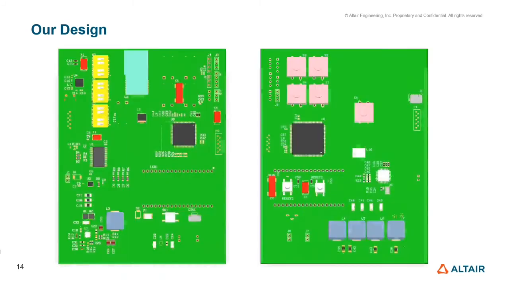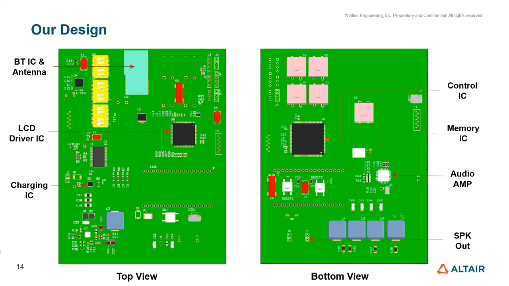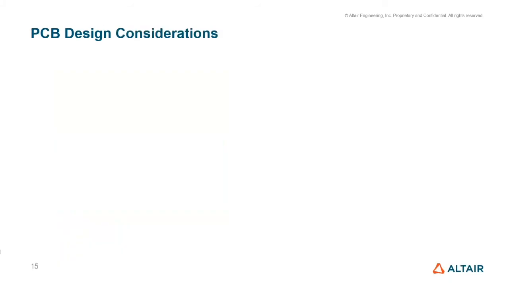And here we have an in-house PCB design which consists of all the components previously mentioned in the block diagram. We have the Bluetooth IC and the antenna. We have the LCD driver. Here is the charging IC. Here's the controller IC. We have the memory IC for storing the pairing information and battery information, as an example. We have the audio amplifier, again, one of the main constituents. And here we have the speaker output where you can straight away connect 2 leads or 4 leads to the speaker and get a good quality output.